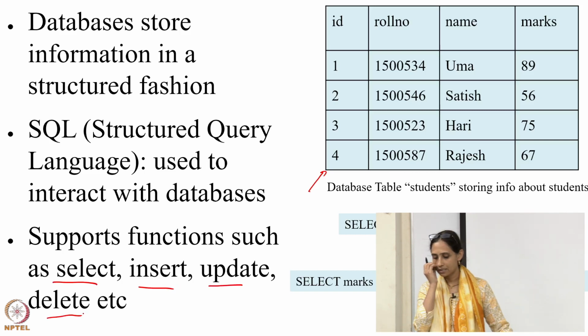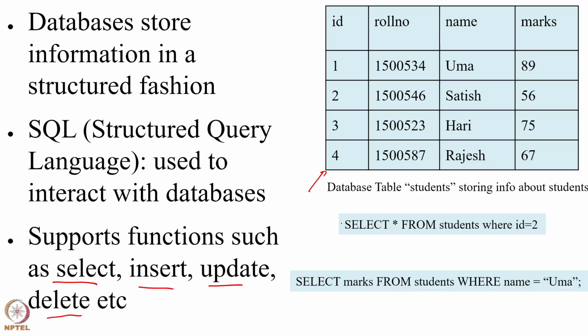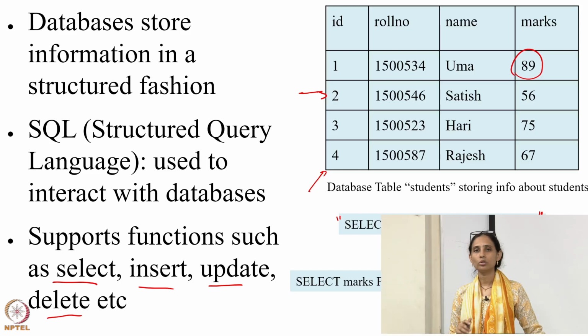So, for example, if this was a database and you put this query, which is select star from students where ID is equal to 2, star is a wild card. Basically it is telling give me all the entries for the student who has ID equal to 2. So, this row will be output if you make this query. Okay. Similarly, here if you say select marks from student where name is equal to Uma, it is saying give me the marks specific to Uma. Okay. So, this is the way you query the database to get whatever results you want.